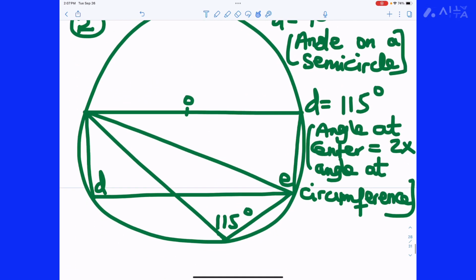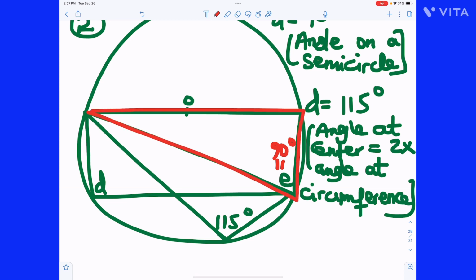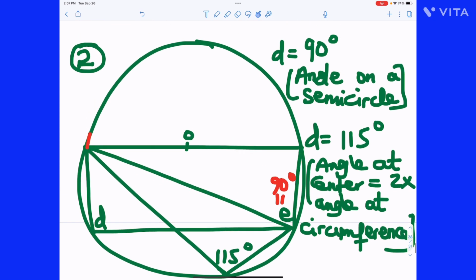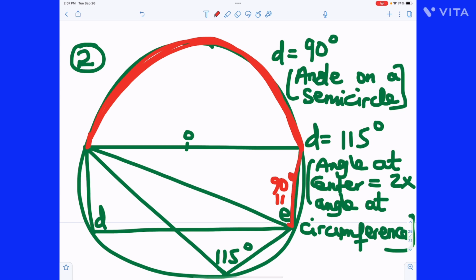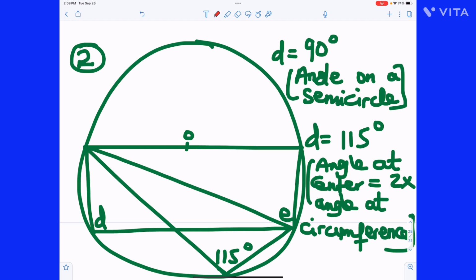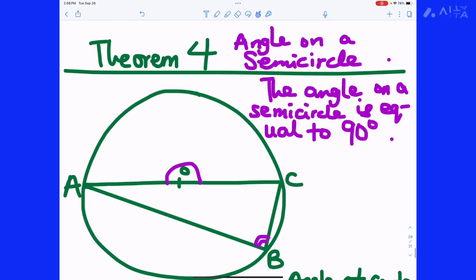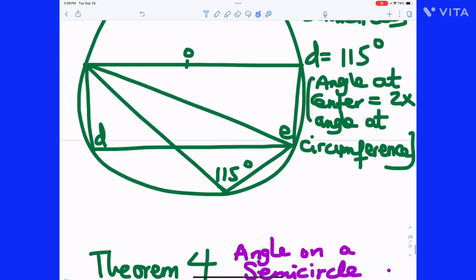Question 2 says we should find angles E and D. E is very straightforward. With the theorem we just wrote, E will be equal to 90 degrees because it is formed on a semicircle. This is a semicircle. Can you see this diagram? So E is formed on that semicircle. That means angle E is 90 degrees. We write our reason down after writing the answer. Angle on a semicircle is equal to 90 degrees.